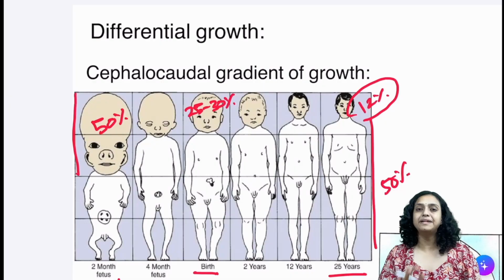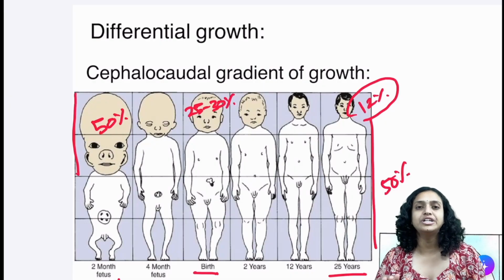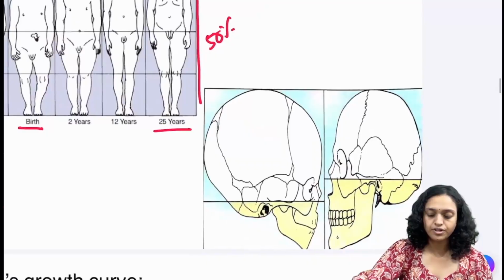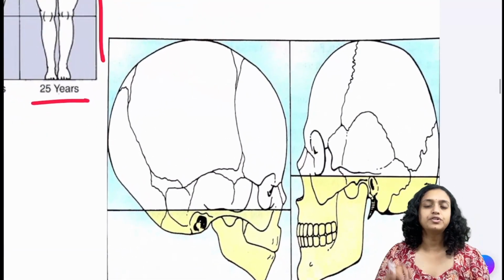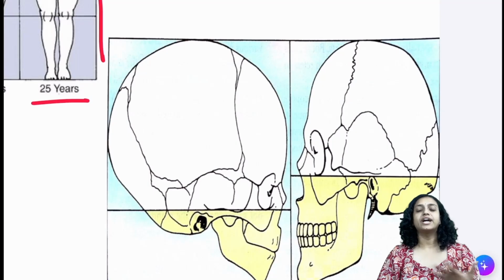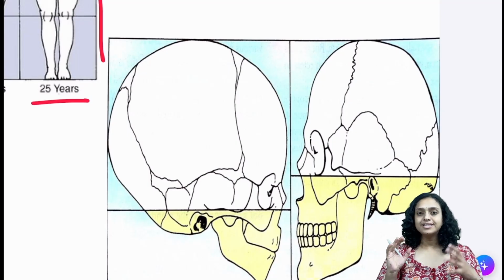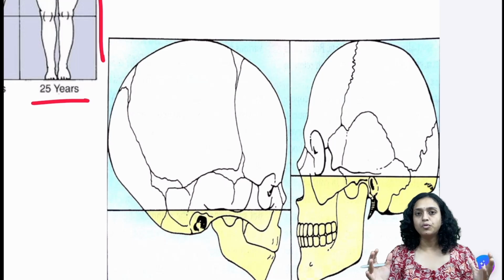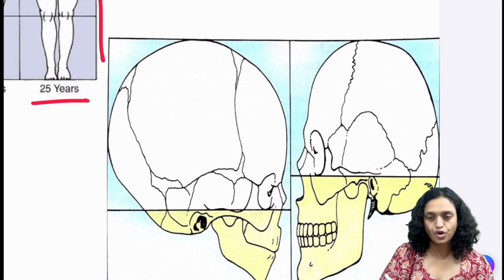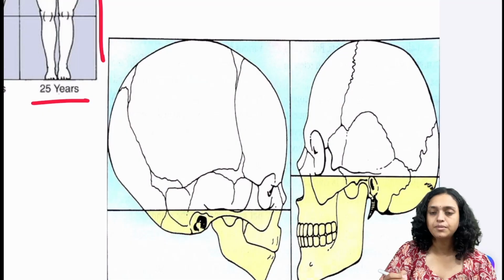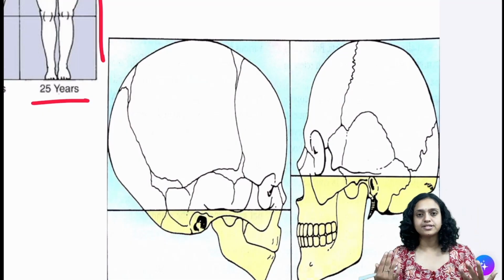So what is the implication of the cephalocaudal gradient? Why do you need to know this? When a child develops, you can see the head and the skull bones are well developed compared to the jaw. The same applies to your face.